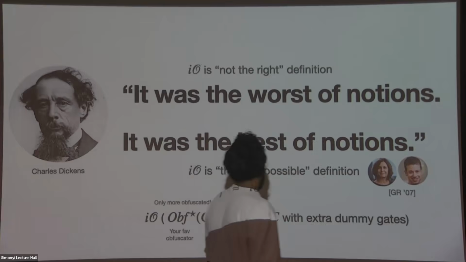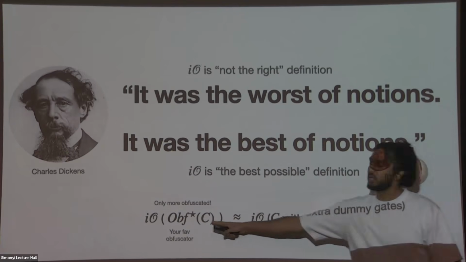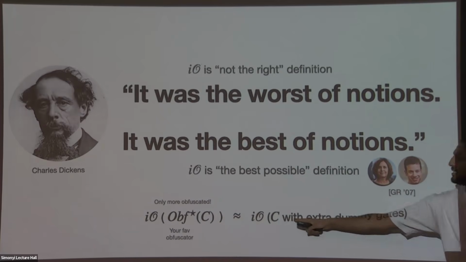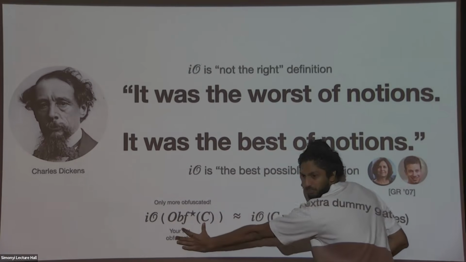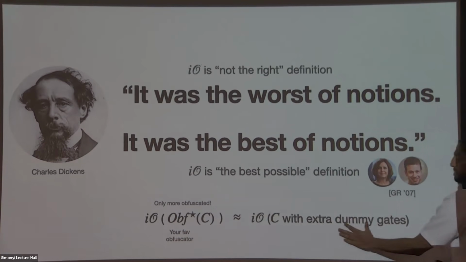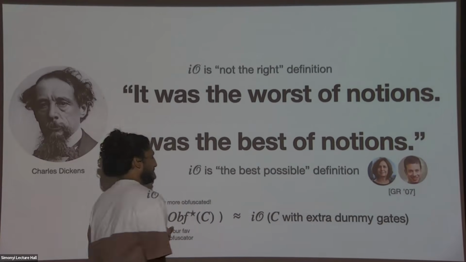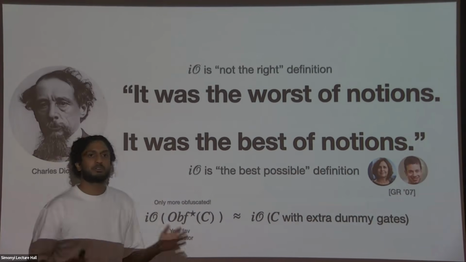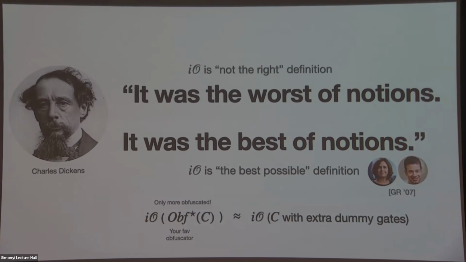Well, I claim this is computationally indistinguishable from just skipping obfuscation star and just running IO on C with some extra dummy gates. Why? Well, obfuscation star blew up the size of C by something. I could just match the size over here. And now these two circuits should be computationally indistinguishable because they're functionally equivalent and they have the same size. This is assuming that obf star is at least functionally good. The properties you need out of obf star are that it runs in polynomial time and it has perfect functionality, which seems reasonable.